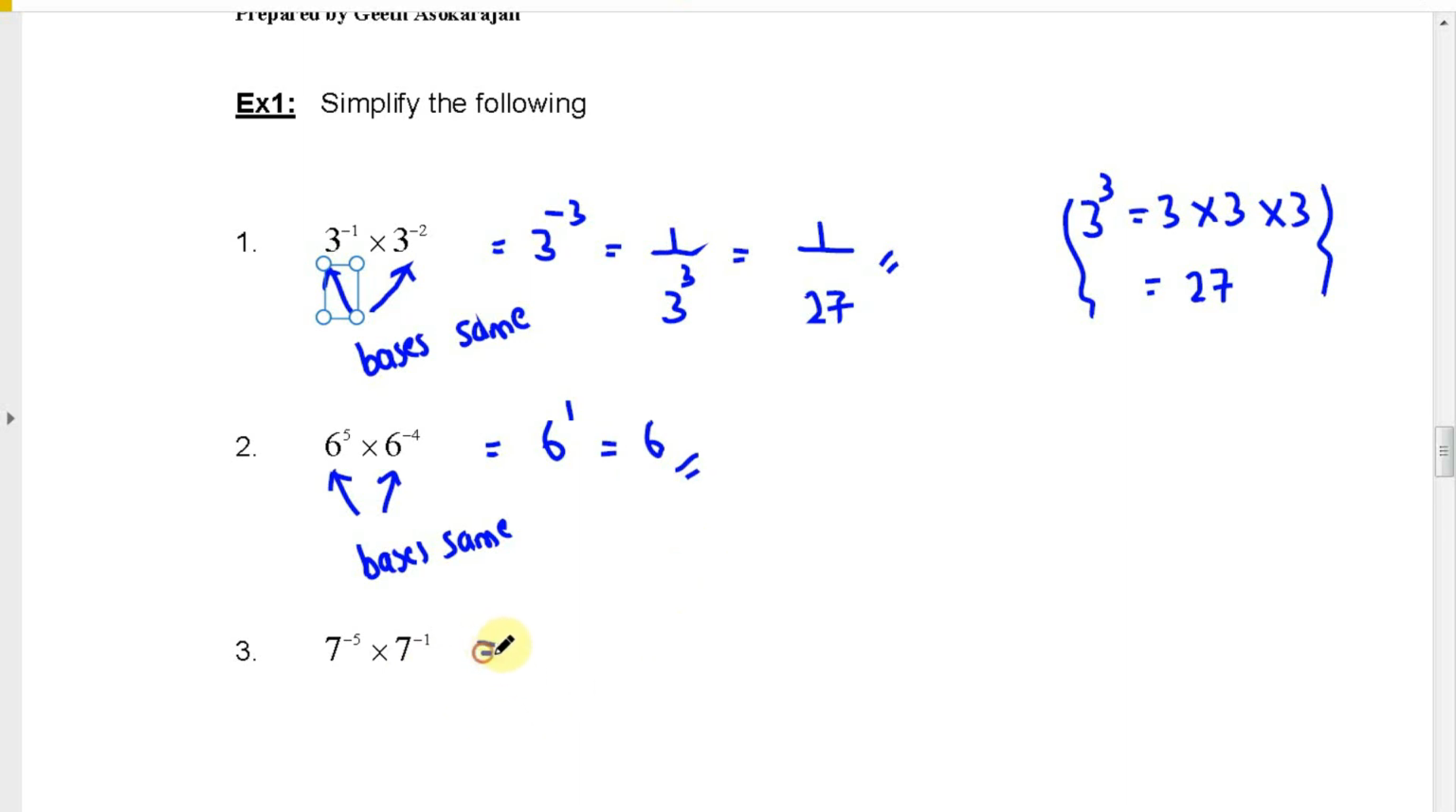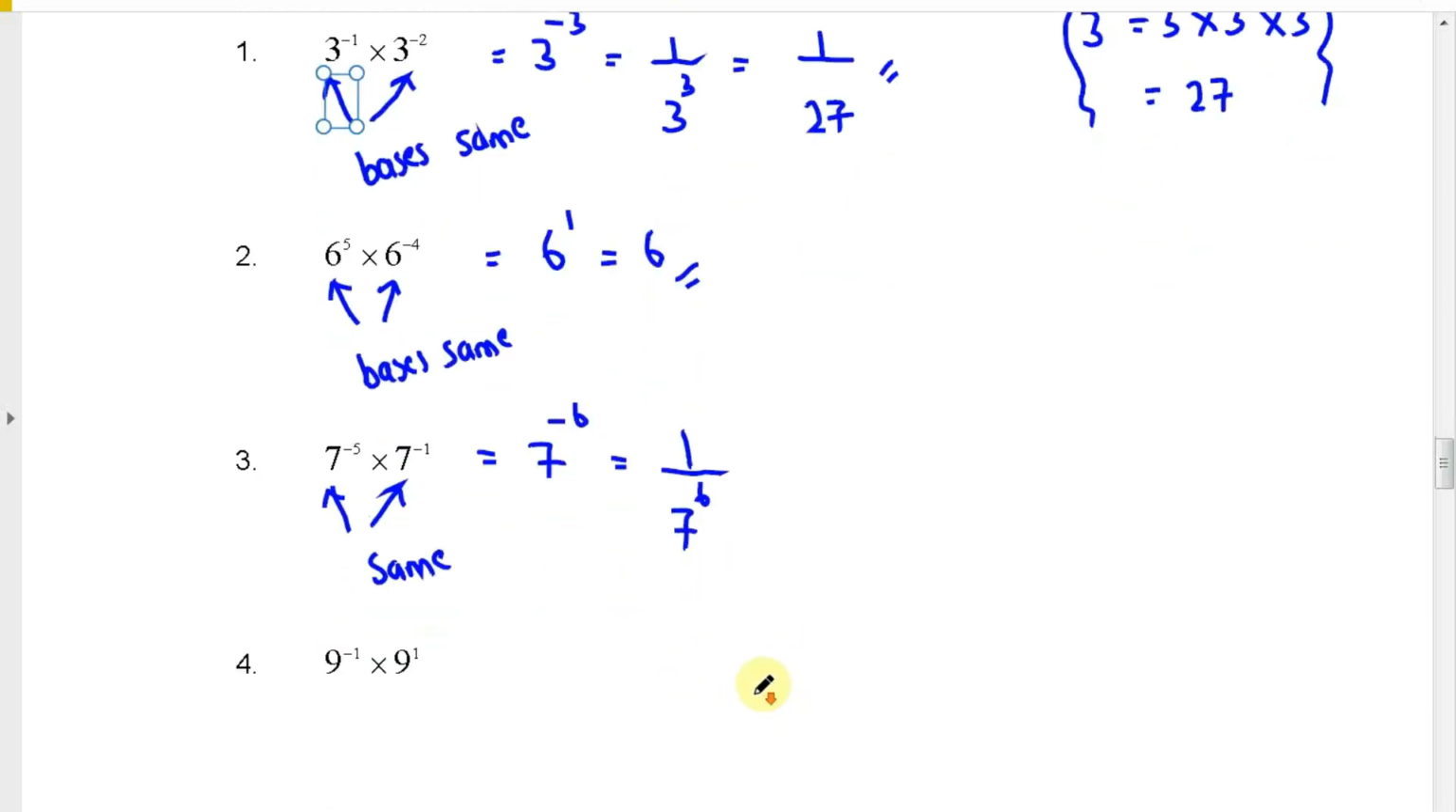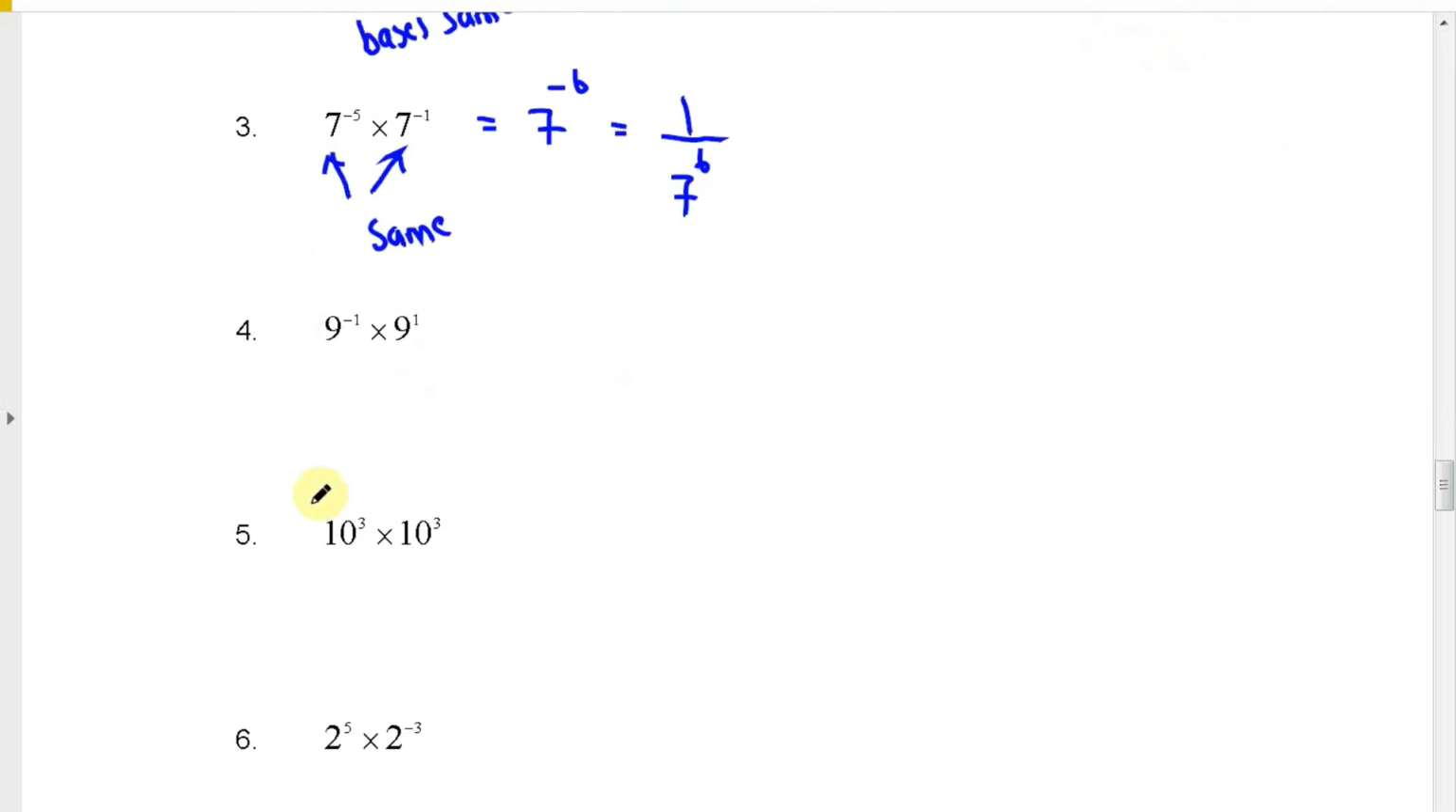Let's try number 3. Are the bases the same? Base of 7 here, base of 7 there. They are the same. So we're multiplying, so let's add the powers. Minus 5 plus minus 1, minus 5 minus 1 is minus 6. And I have a negative power, let's make it positive. Whenever you've got a negative power, it's 1 over 7 to the power, minus 6 turns into plus 6, and I'm sure that you can work that out. Now, try 4, 5 and 6, and then I'll give you the answer shortly.